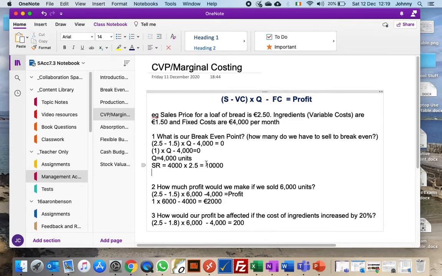So that means that if 10,000 euros came into the till, we are at our break-even point. If we sell more than 10,000, or more than 10,000 comes into the till, we make a profit. If less than 10,000, we make a loss. So we will always be asked to do our break-even, and then they'll have a couple of scenarios. What if this happened? What if this happened? That's the nature of CVP analysis.